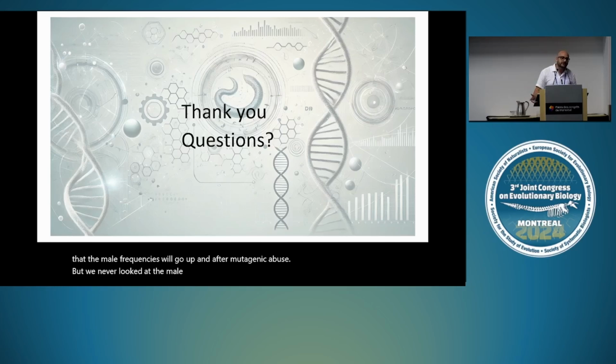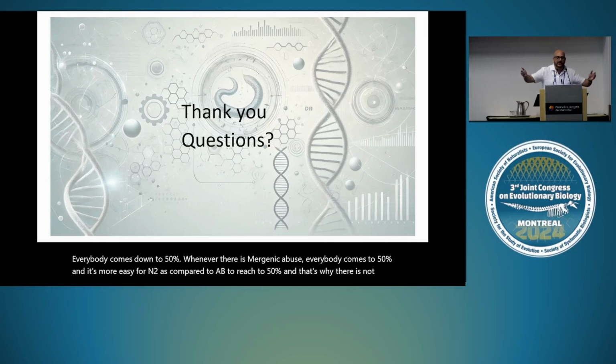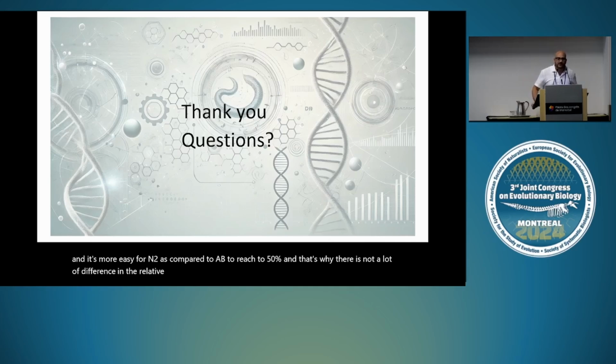One of the hypotheses that we have is that probably everybody comes down to 50%. Whenever there is mutagenic abuse, everybody comes to 50%, and it's easier for N2 as compared to AB to reach 50%, and that's why there is not a lot of difference in the relative fitness at that level. But that's one of the working hypotheses right now, and we are conducting that assay right now.